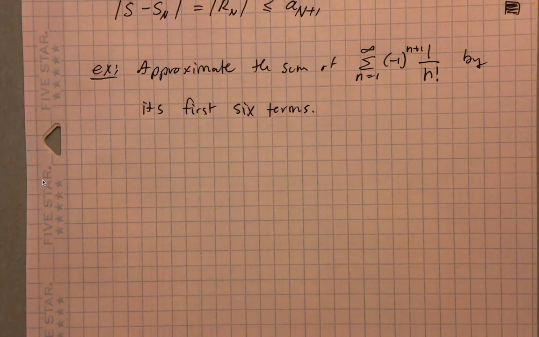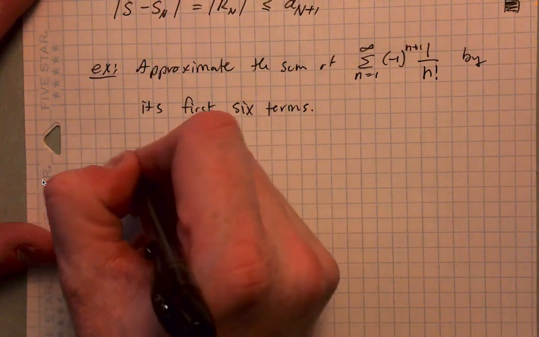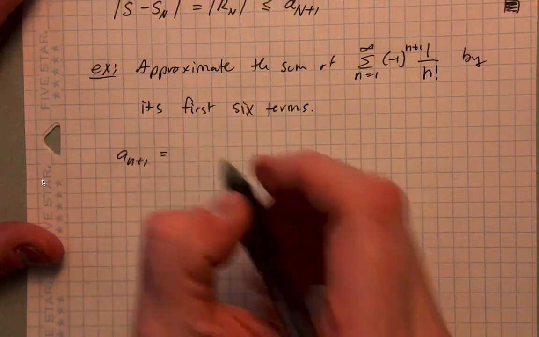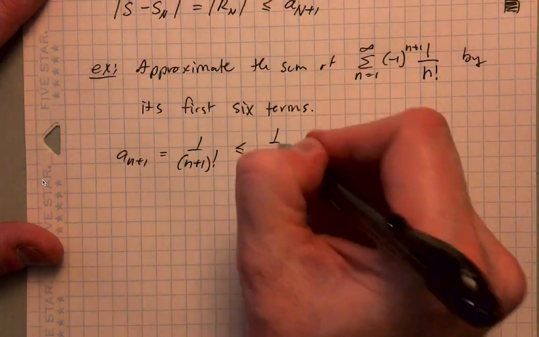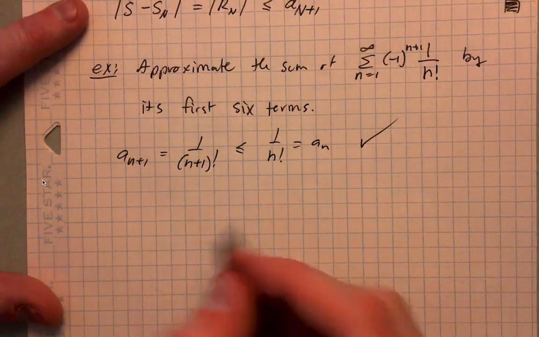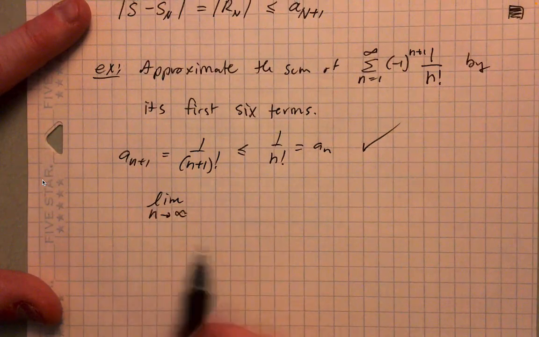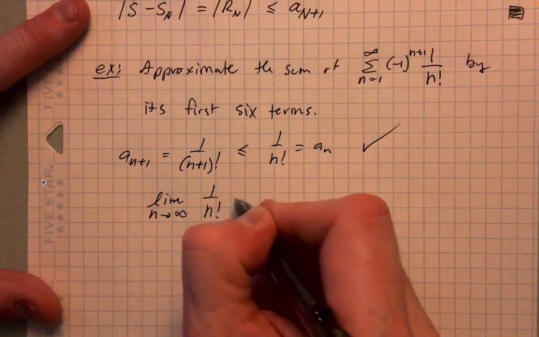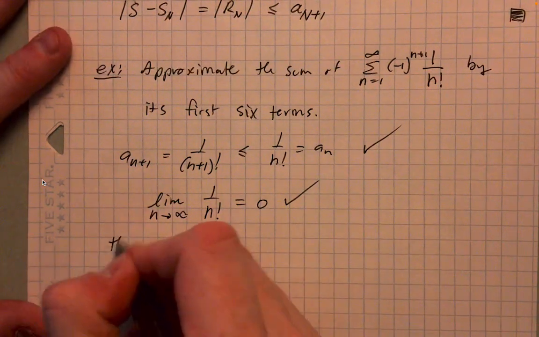All right, so first of all, before we try to approximate this, we have to make sure that the series converges. All right, so let's make sure this converges. So a of n plus 1 would be equal to 1 over n plus 1 factorial, which is less than or equal to 1 over n factorial, which is a of n. Right? So check, we've got that. And what about the limit of the nth term? Well, clearly the limit as n goes to infinity of 1 over n factorial is indeed 0. All right, so we definitely are going to converge here. Okay, so the series converges.